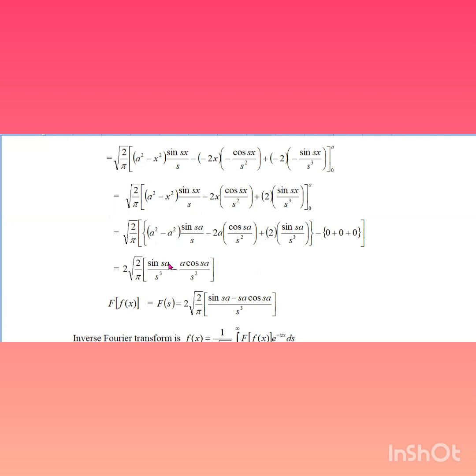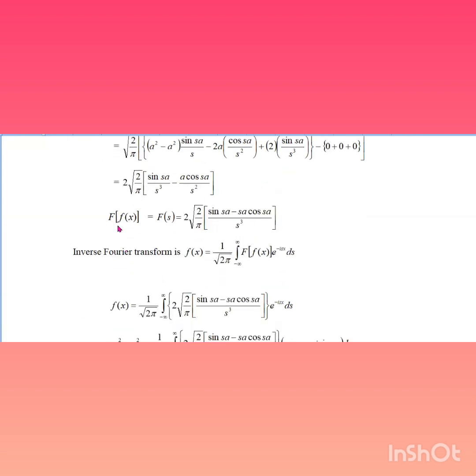So therefore, a square minus a square cancels in the first step. So 2 into root of 2 by pi, sin sa divided by s cube minus a cos sa divided by s square. Taking the LCM s cube, capital F of small f of x, which is F of s, is equal to 2 into root of 2 by pi, sin sa minus sa cos sa divided by s cube. So this is given in the problem.